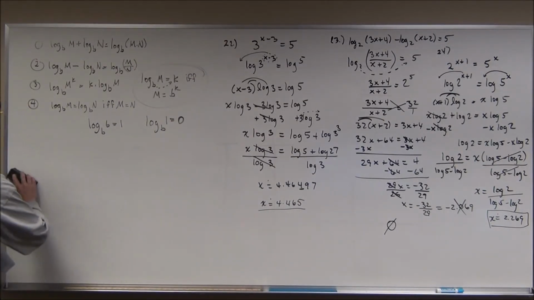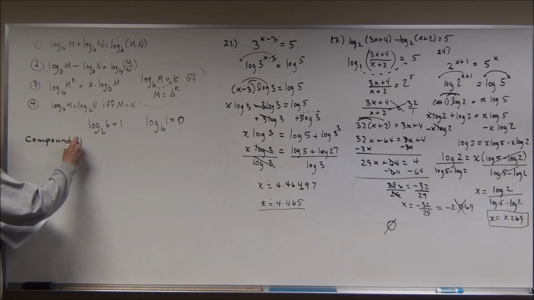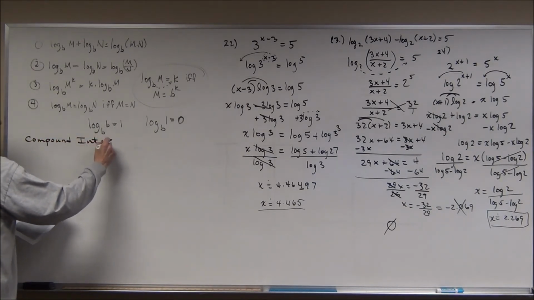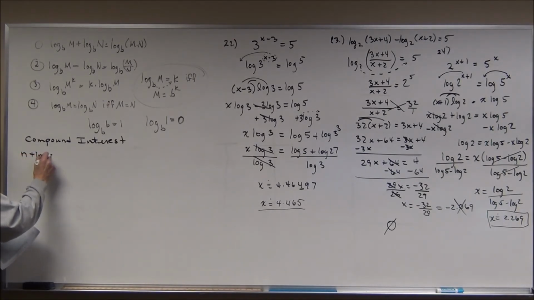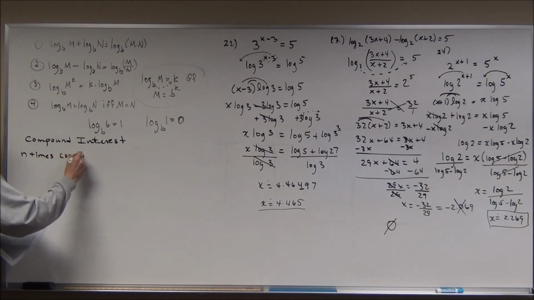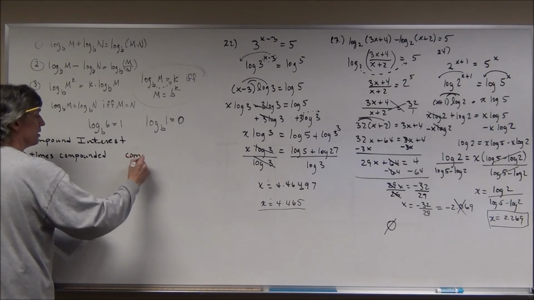the story problem. Now, here's another couple of things that you're going to need to know. You're going to need to know how to figure out compound interest. So you're going to have to memorize 2 formulas. Compound interest when it's compounded n times, and when it's compounded continuously.